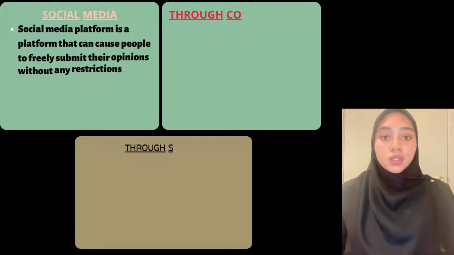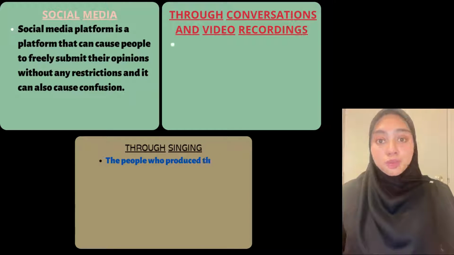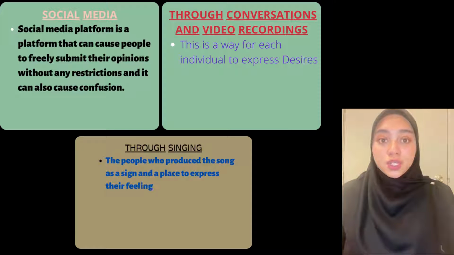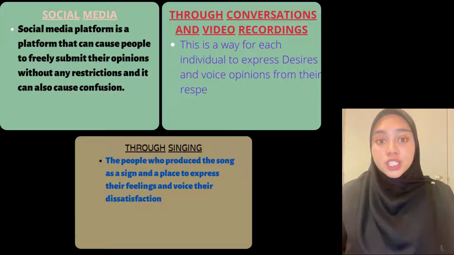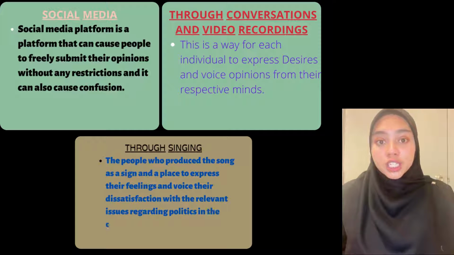The first one is social media. A social media platform is a platform that can cause people to freely submit their opinion without any restriction, and it can also cause confusion. It also aims to give people the right to voice their opinions and views on various issues and political issues that are of interest to national development.